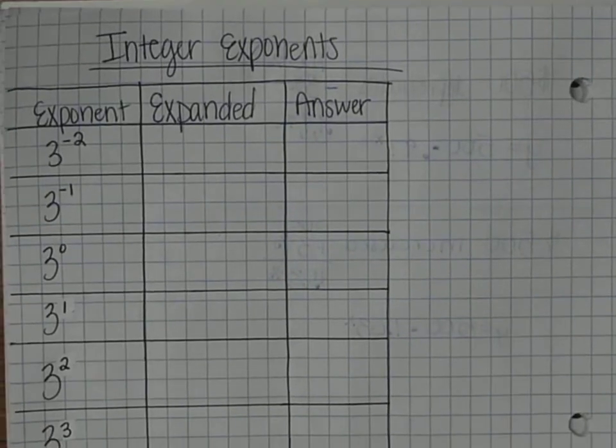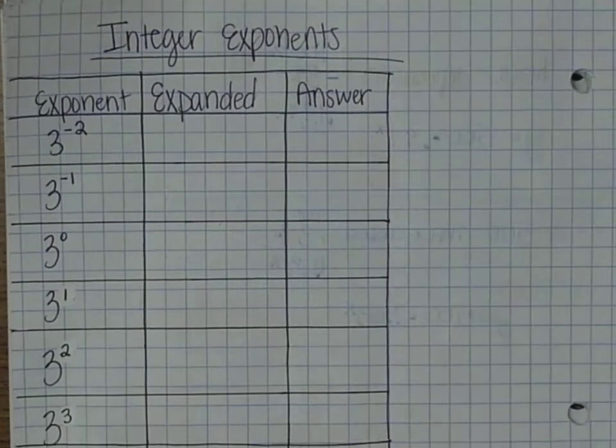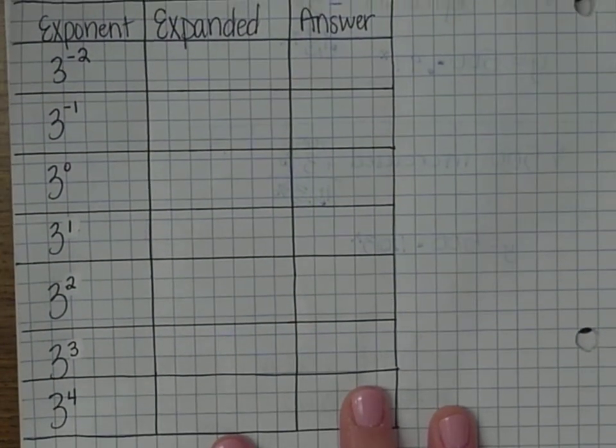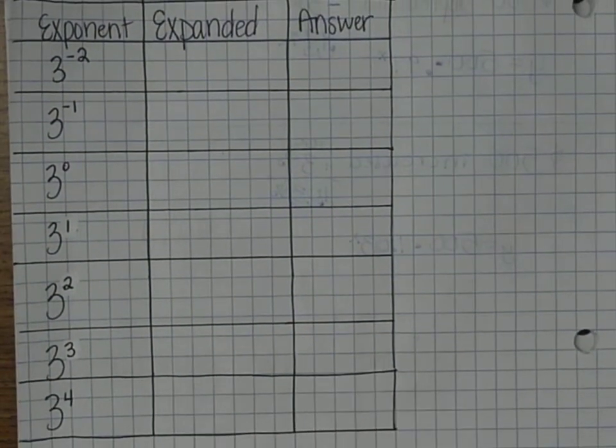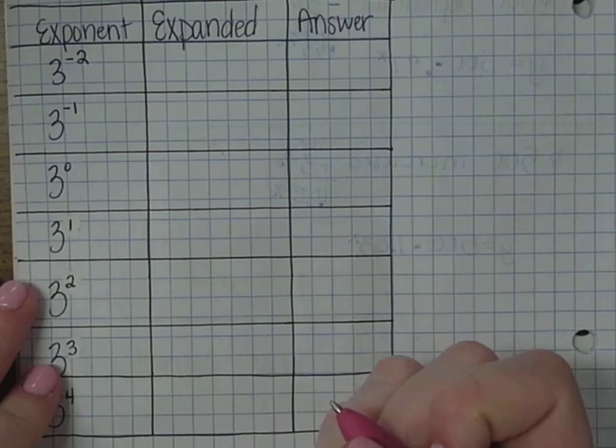Sorry, I didn't make it so you could see the top. So integer exponents, that's what these notes are. And then here is the table. You can go ahead and start filling in the table, or making the table. And then we're going to start here at 3 squared.